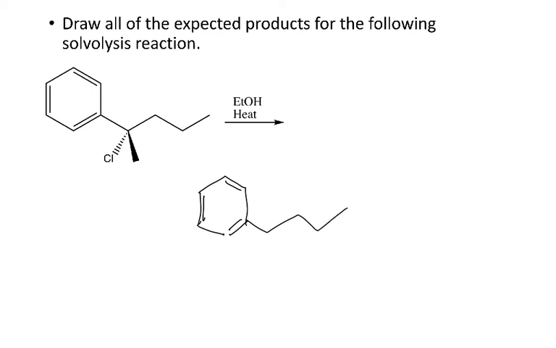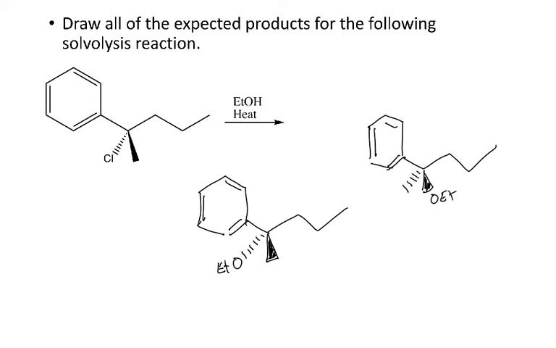so we'll have one where we don't have an inversion of configuration. So, right, the oxygen and the ethyl are in the same position as the chlorine, but then we'll have another one where we invert. And now this methyl group is going to be in the back.